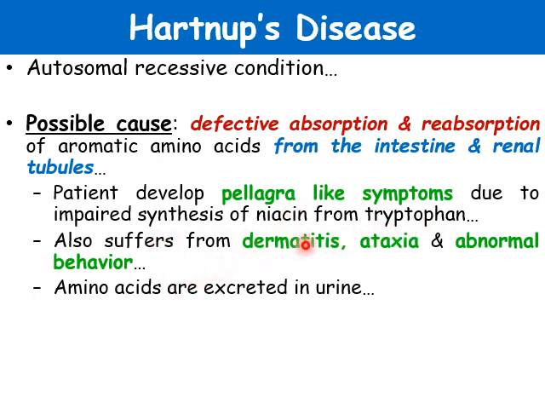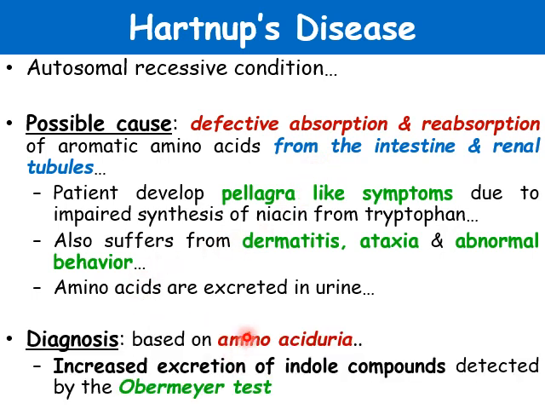The person also suffers from dermatitis, ataxia, abnormal behavior, and this tryptophan and the other aromatic amino acids are excreted in urine. The patient is diagnosed mostly based on amino aciduria. We can detect the amino acid excretion in the urine by the chromatography technique. And the increased excretion of this indole compound is also detected by Obermeyer test, that is a diagnostic test for the Hartnup disease.